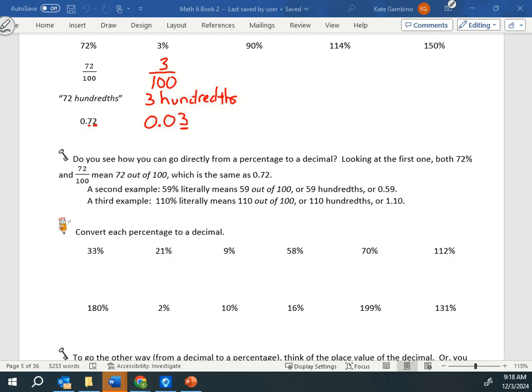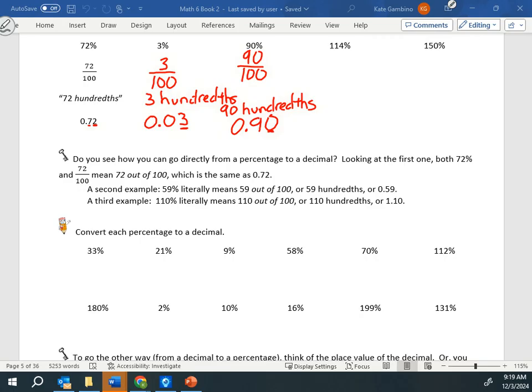What would our next one look like for a fraction, James? 90 over 100, which we read as 90 hundredths. And what does that decimal look like? Emma? 0.90 to read it as 90 hundredths.